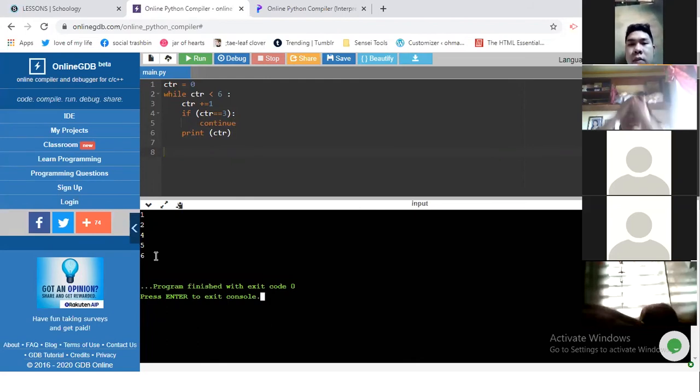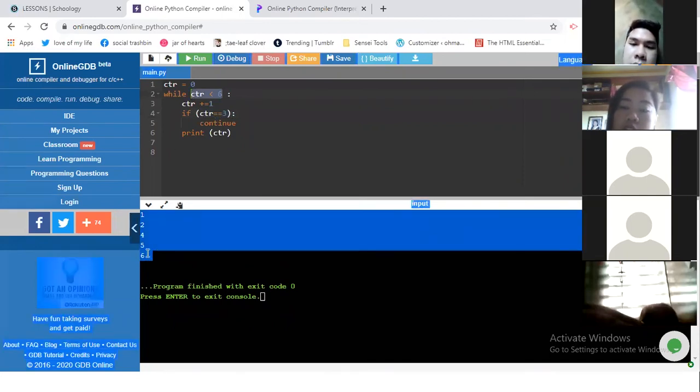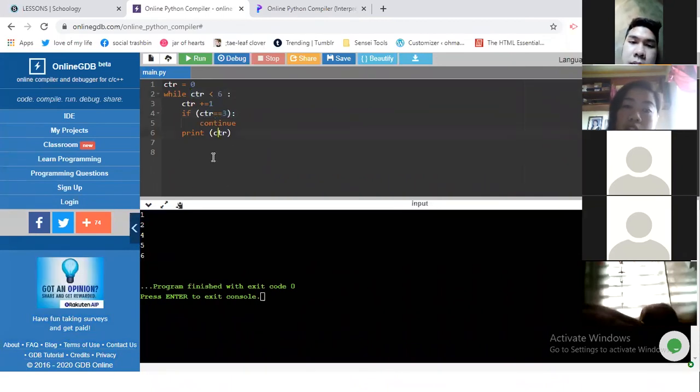Okay. So for continue, mapapansin nyo wala yung 3. Counter equals 3. Nag-stop siya doon. Hindi niya pinrint yung 3. And then, nag-loop siya. Naging 4. Pinrint niya yung 4. Naging 5. Naging 6. However, na-override niya yung condition na less than 6. Pati yung 6 pinrint niya. Nagko-plus 1 siya. Pero na-skip niya yung value na dapat niya ipinrint.